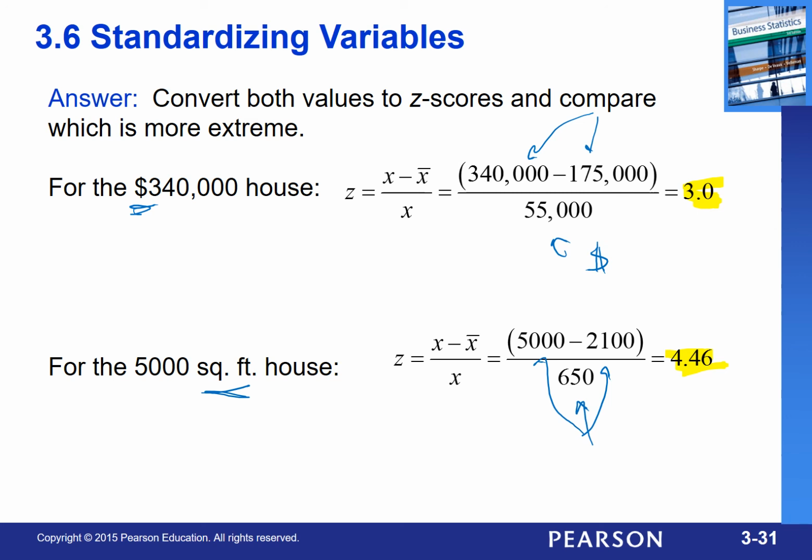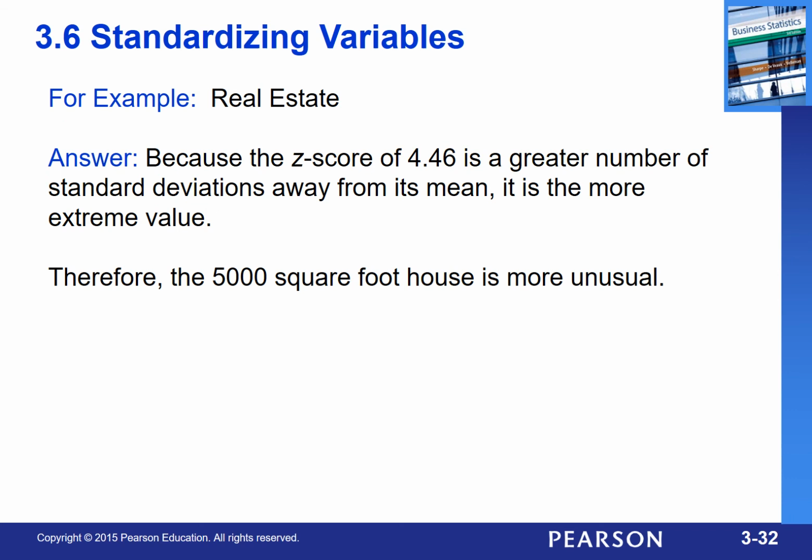And the further away it is, the more unusual it is. All right. So because the z-score of 4.6 is a greater number of standard deviations away from the mean, it is a more extreme value. Therefore, the 5,000 square foot home is definitely more unusual than the one that was pricey, just so you're aware.